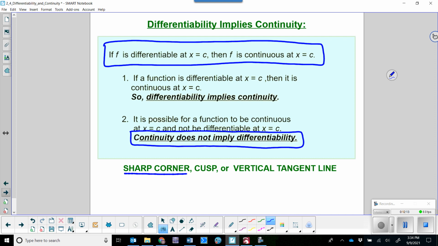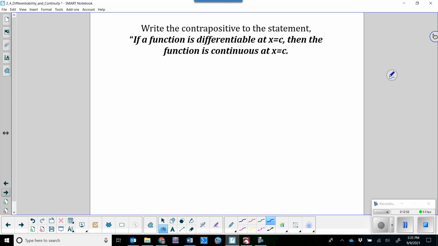These are your typical reasons for something to be not differentiable. You have a sharp corner, that's where segments come together. A cusp, that's where curves come together to a point, or a vertical tangent line. All of those will be reasons that we don't have differentiability, and then also a discontinuity would be a reason. Of course, if it's not continuous, obviously we don't have a tangent line there because there's no point there. So if it's discontinuous, we can't have a tangent line.